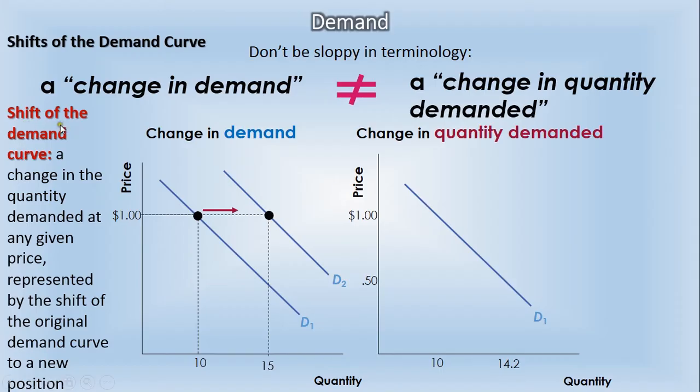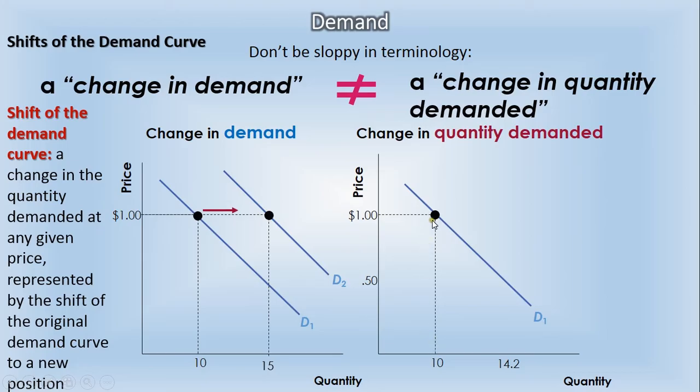So again, here we're talking about a change in demand, which corresponds to a shift of the curve. A shift of the demand curve is a change in the quantity demanded at any given price represented by the shift of the original demand curve to a new position. So that's what we're talking about when we're talking about a change in demand. We're talking about a shift of the demand curve versus a change in quantity demanded where, okay, so once again, we're looking at this point here. At $1, people are willing to buy 10.